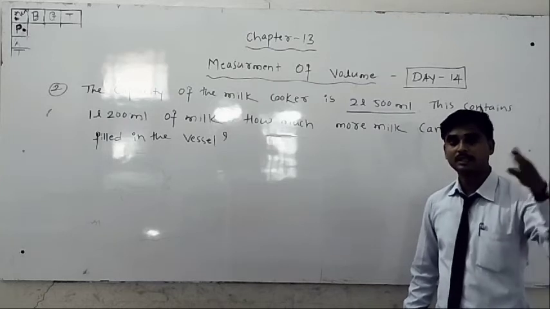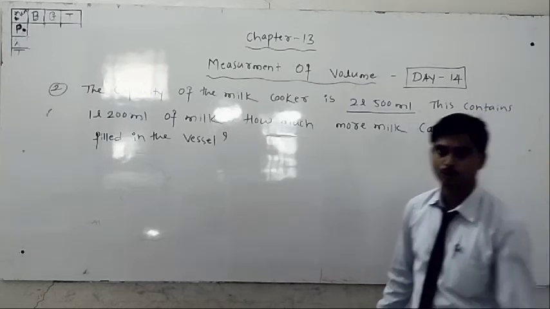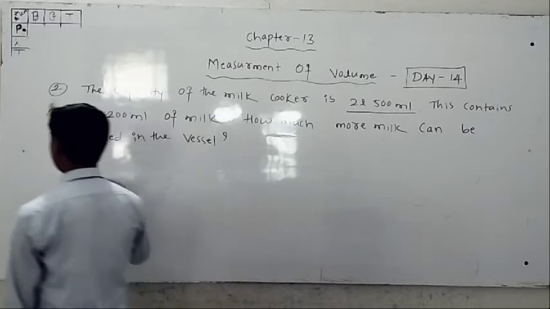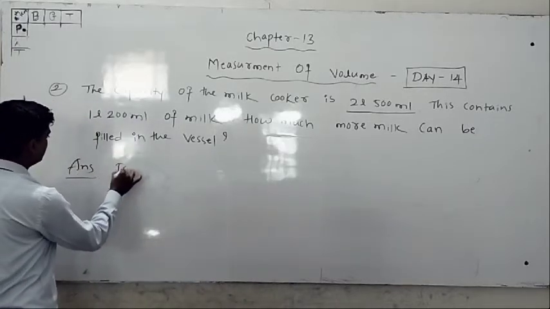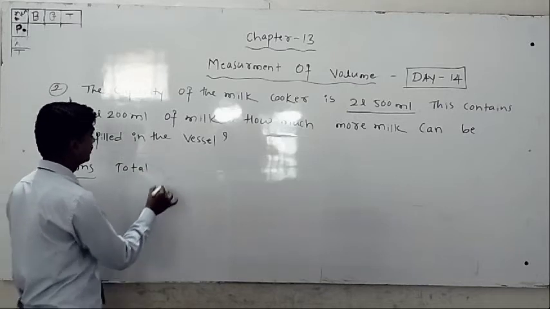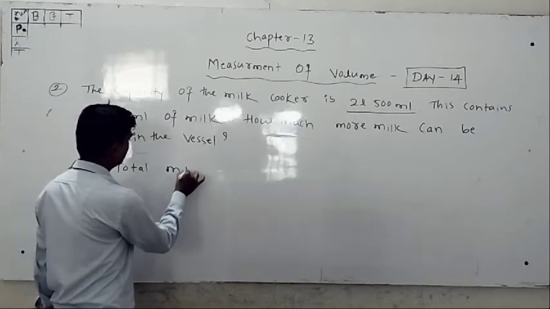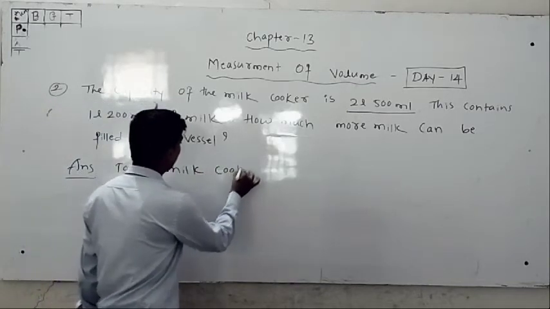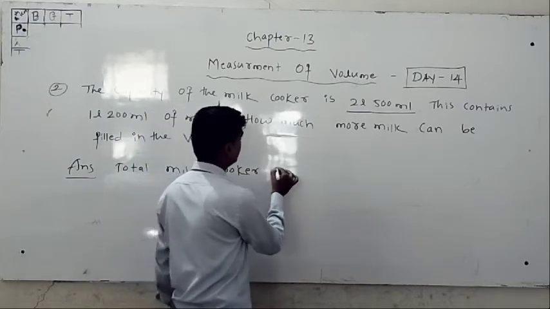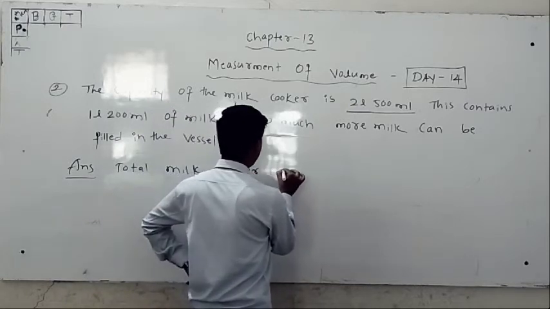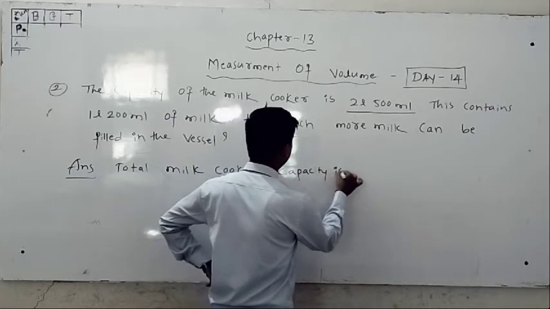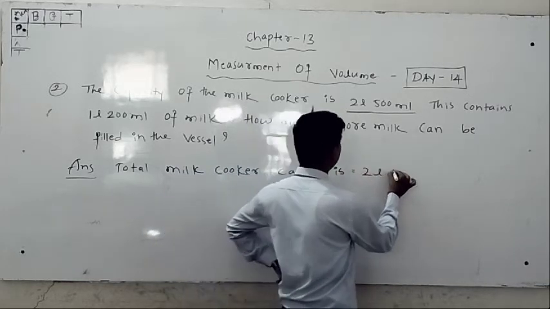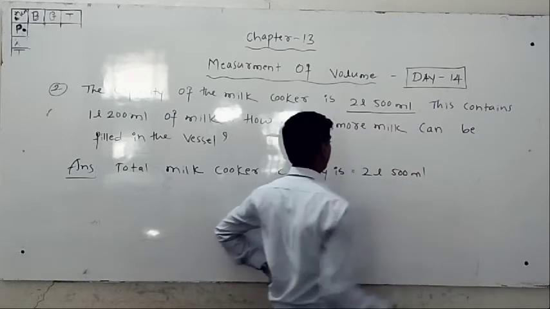But how much more? Milk cooker capacity is 2 liter 500 ml.